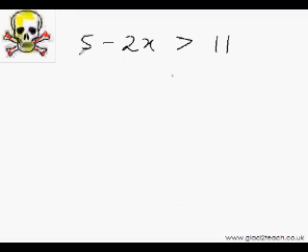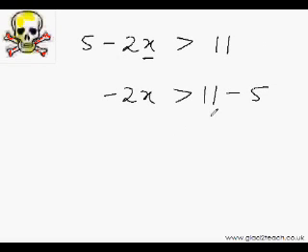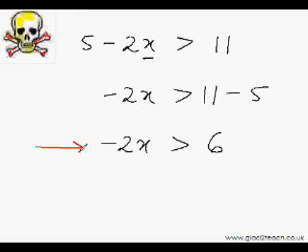Like we always do, we take everything to the other side other than this x. x remains here, everything else goes to the other side. So first this positive 5 goes to the other side, so it becomes negative 5. So we would have minus 2x greater than 11 minus 5. 11 minus 5 is 6. We will have minus 2x greater than 6. Now this is the accident prone area. This is where so many students lose their precious marks.